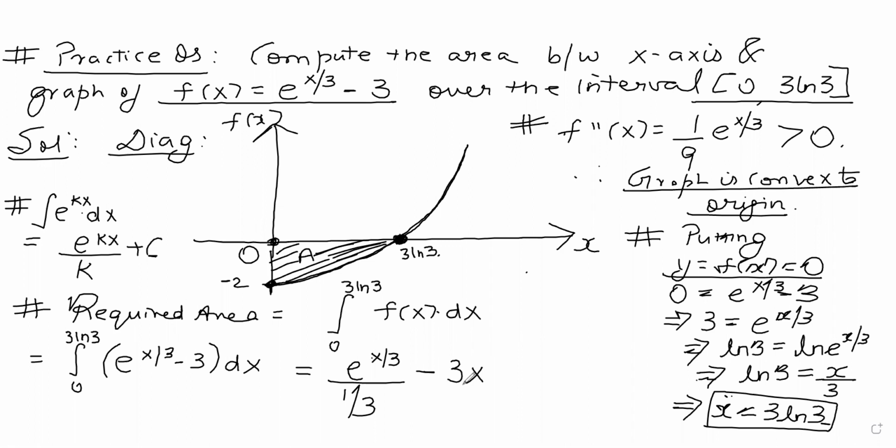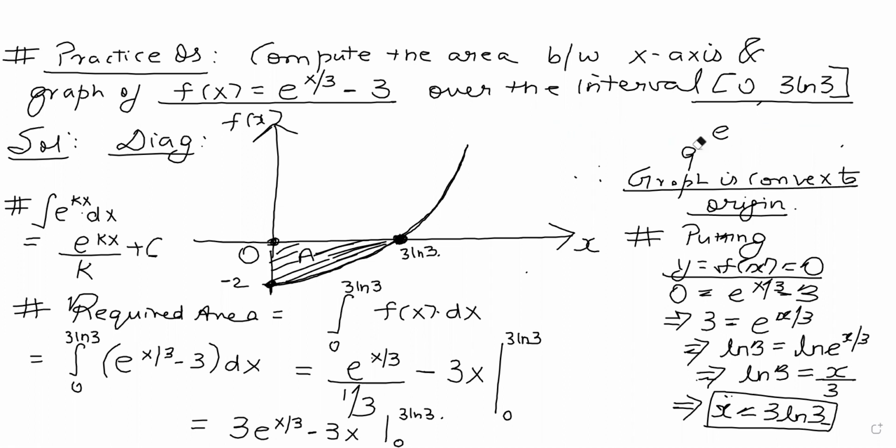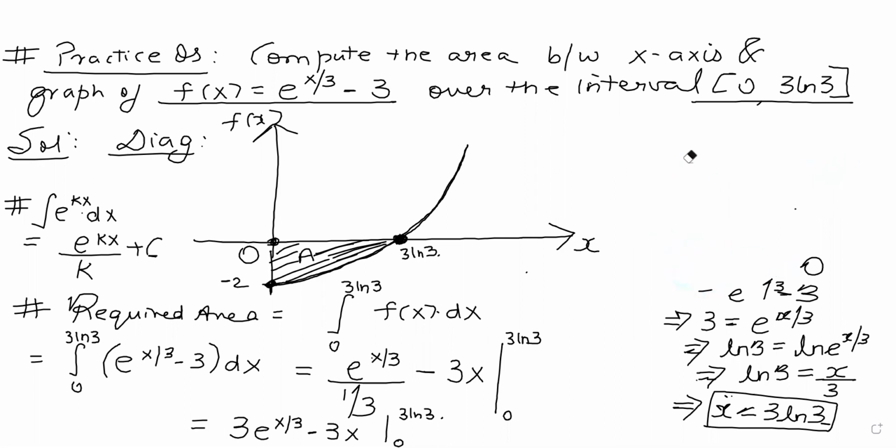So this will be, as x goes on from 0 to 3 ln 3. So guys, this will be 3 e to the power x by 3 minus 3x as x goes on from 0 to 3 ln 3. Now all we have to do is plug in the values. So I am erasing the right hand side of the screen and solving this up further. Let's see what do we get.